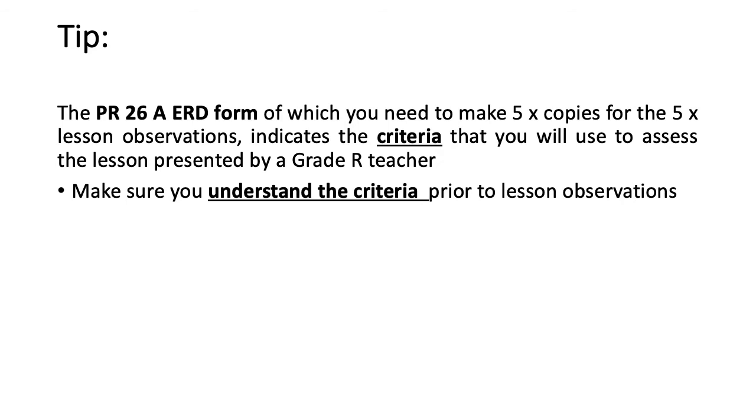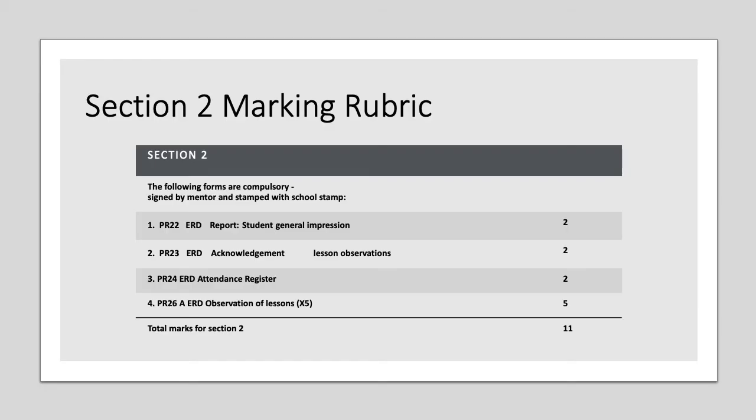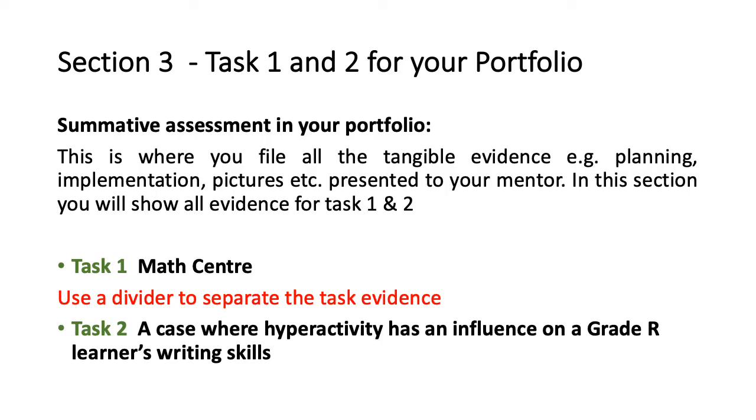You'll need to make 5 copies of these because remember, these are your 5 lesson observations and will indicate the criteria that you will use to assess the lesson presented by the Grade R teacher. Make sure you understand the criteria prior to you doing the lesson observations. There's your marking rubric for section 2. So there you can again tick off all those forms so you make sure you include them all.